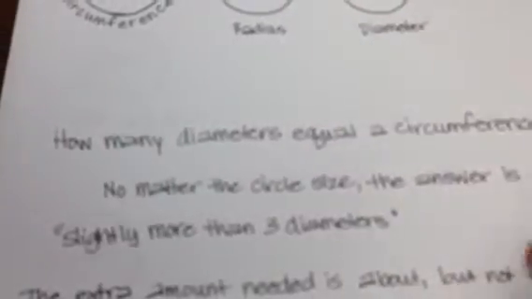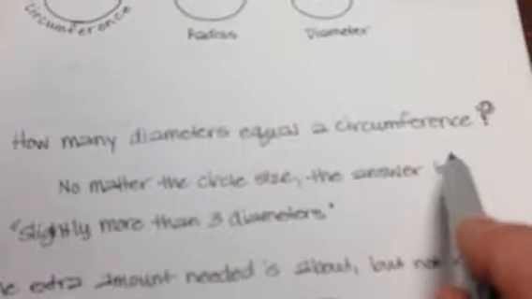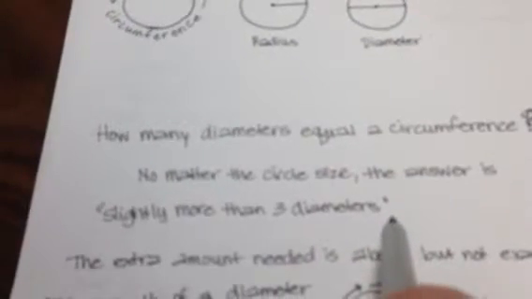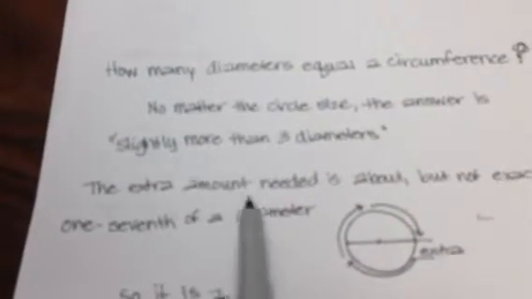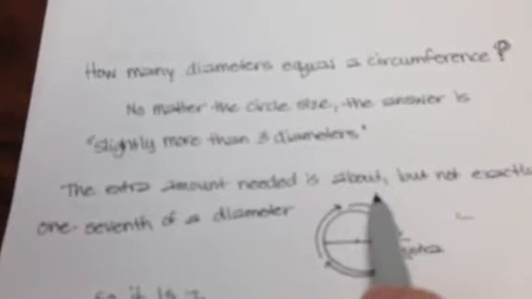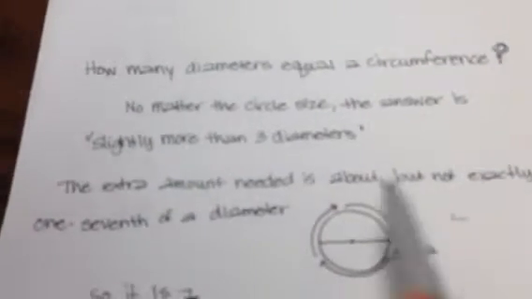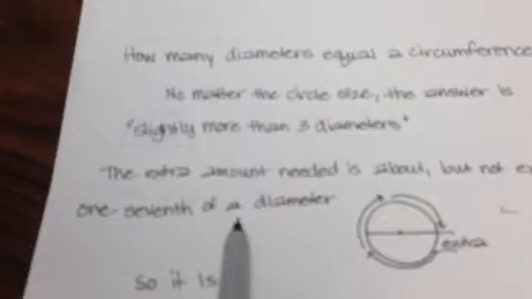All right, so how did they come up with pi? Well, how many diameters equal a circumference? That was the big question they had a long time ago. No matter the circle size, and this is quite amazing, the answer is slightly more than 3 diameters. Okay, well, the extra amount needed is about, but not exactly, 1/7 of a diameter.